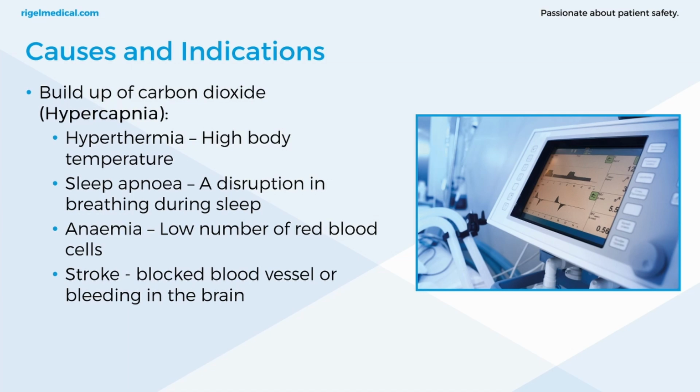Anemia again is highlighted, so we've got a low number of blood cells. As we know, hemoglobin is responsible for binding to oxygen, but also responsible for binding to carbon dioxide, so it can transport it to the lungs where it can then be expelled. Stroke is a cause, blocked blood vessels or bleeding in the brain. In a very similar way that anemia can cause hypercapnia, so can a stroke through that blood restriction. There are also types of strokes which affect the brainstem, and that can affect the rate of breathing.